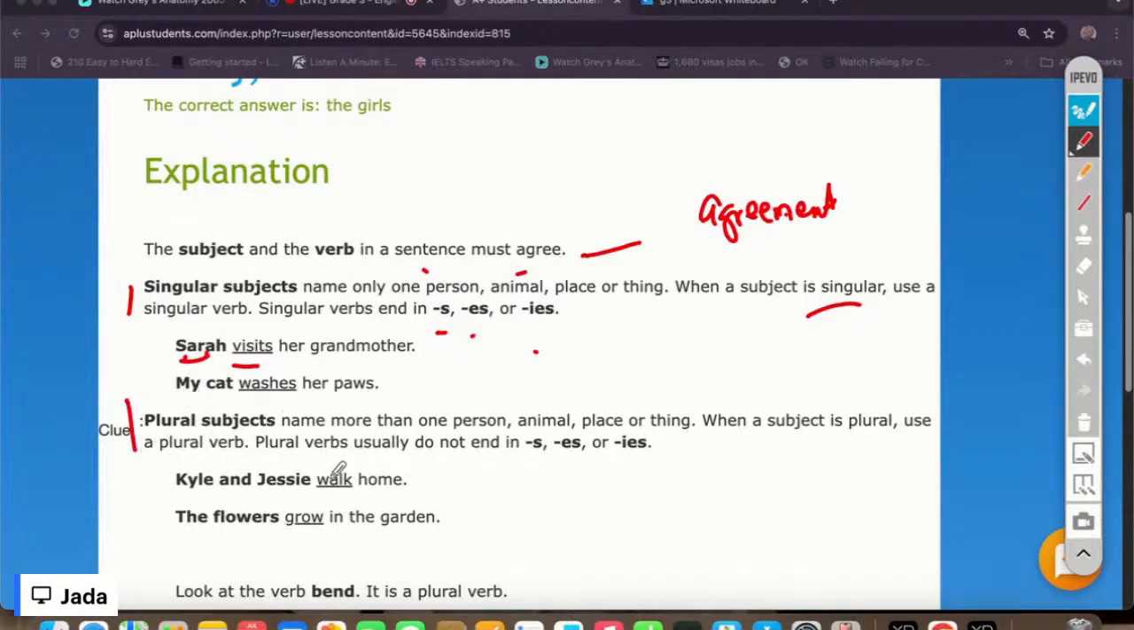Now, the plural subjects name more than one person, animal, place, or thing. And when a subject is plural, you have to use a plural verb. Plural verbs usually do not end with s, es, or ies. So we know that the plural verbs do not end with any of this. So Carl and Jesse walk home. The flowers grow in the garden. So if you have a plural subject, you should have a plural verb.